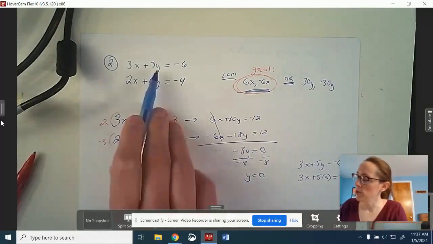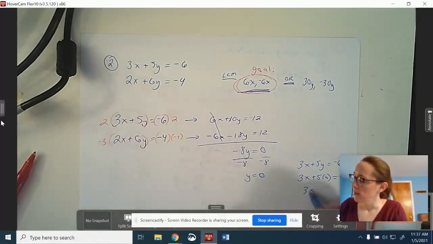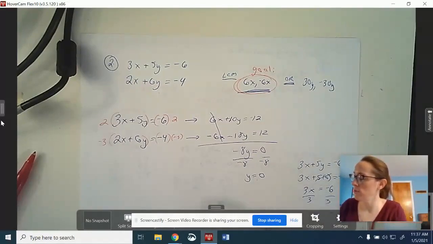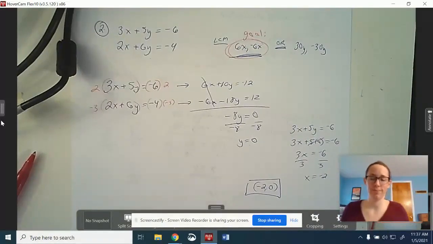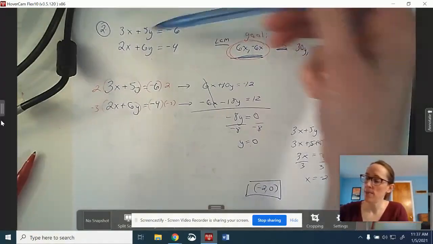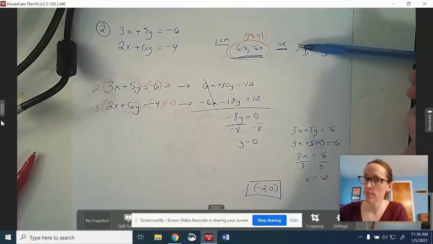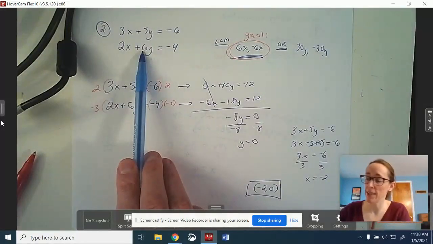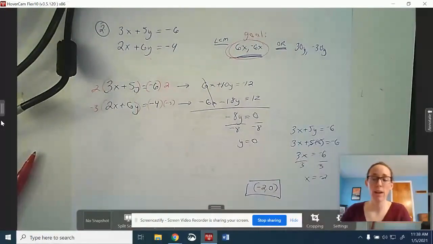So if I plug in 0 here for y, 5 times 0 is 0, so that goes away. And then when I divide both sides by 3, I get x equals negative 2. So my final answer is negative 2, 0. All right. And that's not the only way to solve this problem. We could have multiplied the top by 6 to make 30y, multiplied the bottom by negative 5 to make negative 30y. All of our work would look different, but we'd get the same answer at the end.